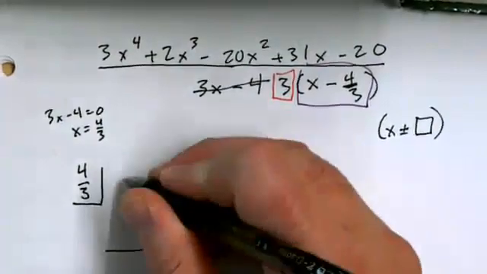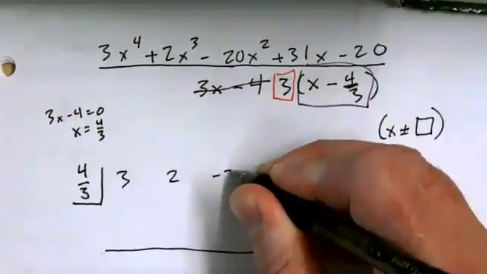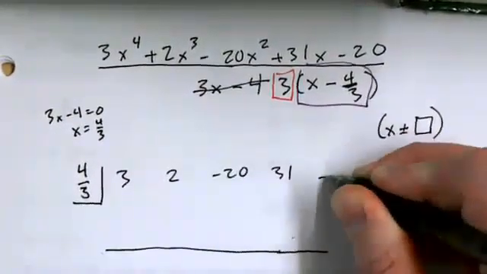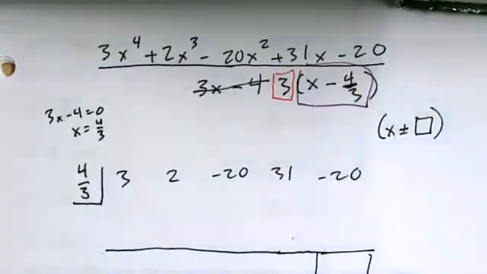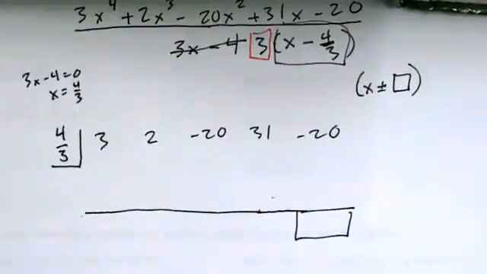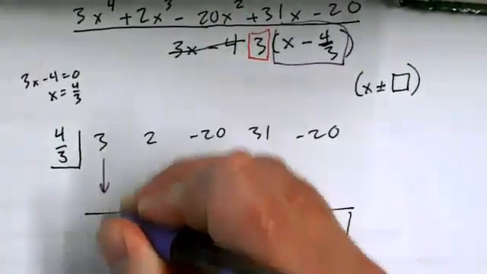So my coefficients are still 3, 2, -20, 31, and -20. And we'll follow our synthetic division algorithm. And again, folks, we're not going to spend class time going over that. My assumption is you know it, but see me if you need a refresher on it. So adding straight down gets us 3.